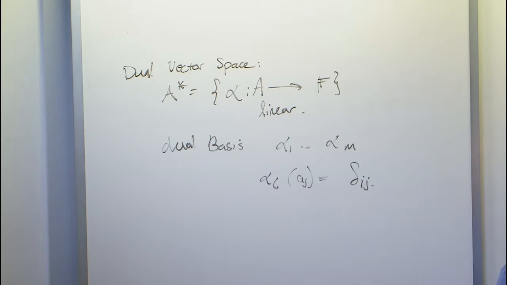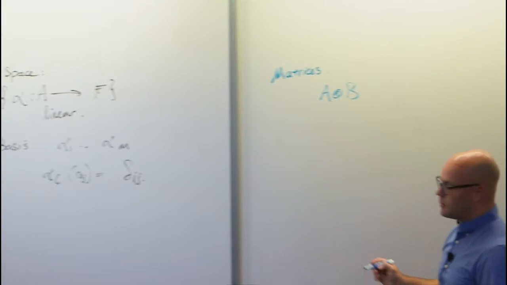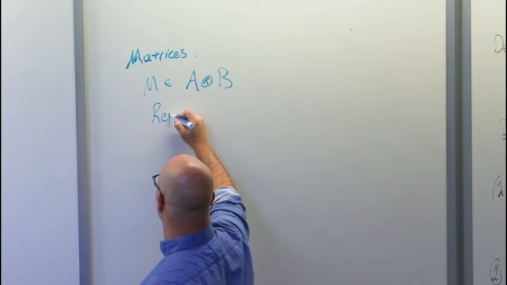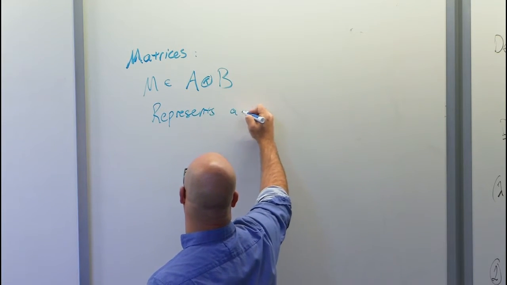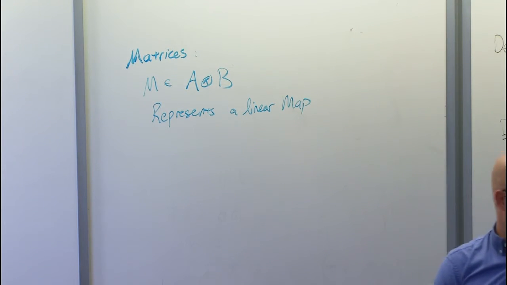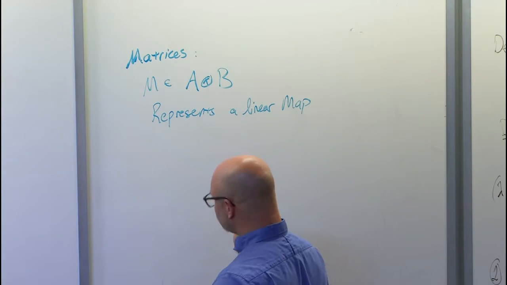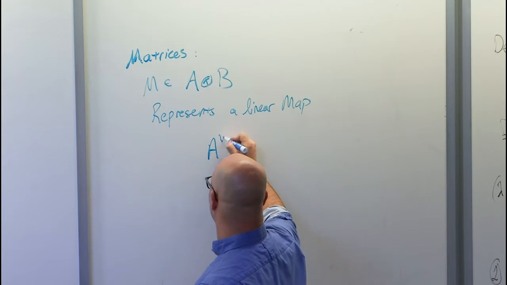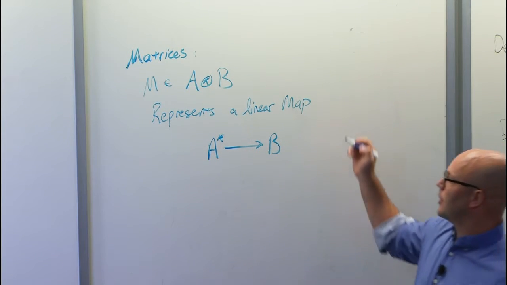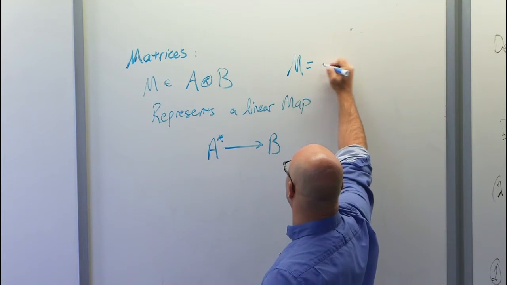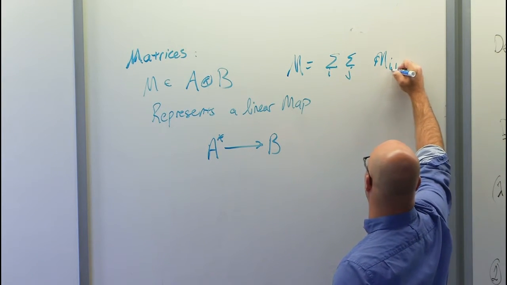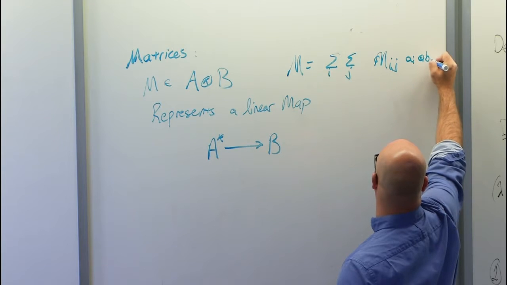So I'm going to think about the vector space A tensor B, and I'm going to take M inside of A tensor B. Well, this represents a linear map. It actually represents two natural linear maps, so we're going to write one of them first. Let's write a map from A star to B. So how do I get a linear map out of my element in the tensor space? So M is going to be a sum over I, J of scalars Mij, AI tensor Bj.